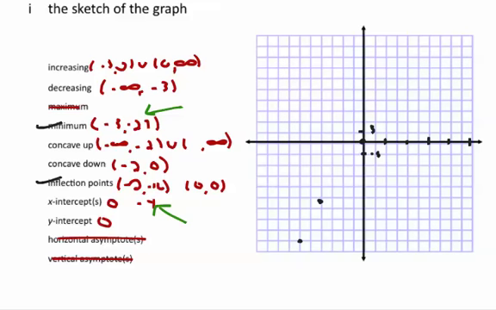X-intercept at 0 and -4. When we have the one at 0 already, it overlaps with our inflection point. Second X-intercept at -4. And Y-intercept at 0, which overlaps with the inflection point and the X-intercept.